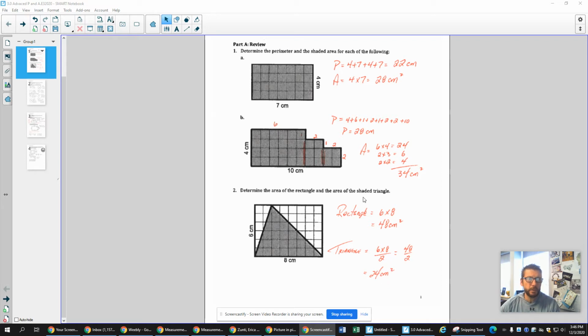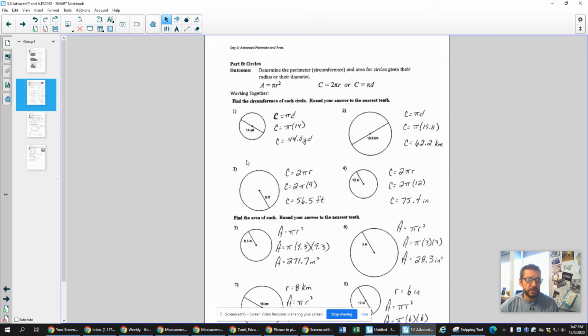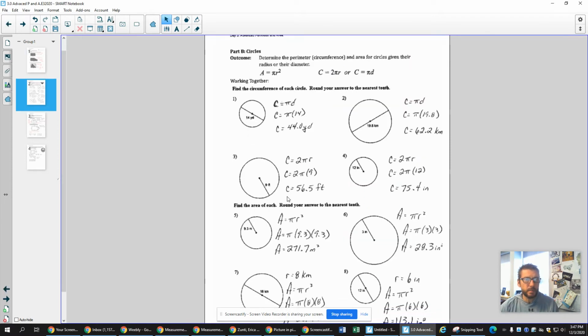All right, so that's a quick review of our basic area and perimeter. The shape that we haven't talked about yet is in part B here. It's about area and perimeter, which is called circumference for circles. There's one area formula, pi times r squared, pi times radius squared. There are 2 different formulas for circumference. It's 2 pi r, because 2 radius is equal to a diameter.